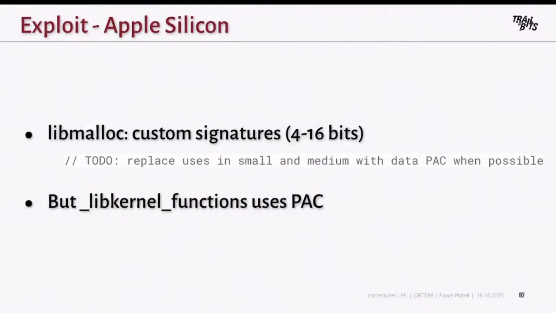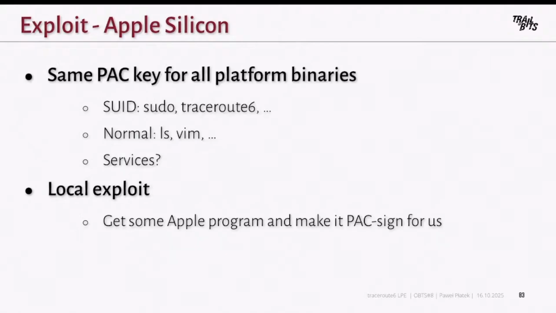Now, libmalloc does not use PAC yet. It has its custom signatures. However, the libkernel functions use PAC, so we have to bypass that somehow. The key observation for the bypass is that all programs signed by the same team will have the same PAC key. That means that all platform binaries like sudo and traceroute, but also vim and ls and probably some local Apple services, will have the same PAC key. And so the idea was to get any Apple program and make it PAC-sign a pointer for us.